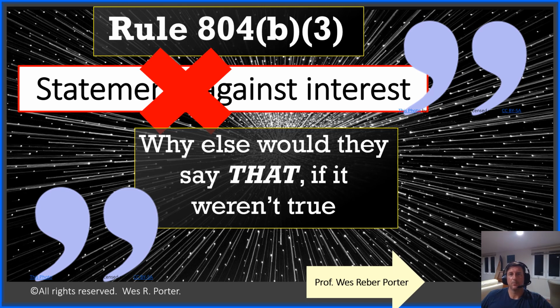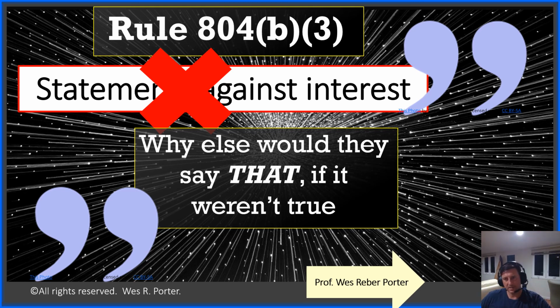Why else would they say that if it were true? That's what this rule should be named, because we're really talking about declarants that are no longer here, that are not here for some acceptable reason under 804A. They are unavailable for trial. And we're looking at their statement and we're saying, why else would they say that? They're saying something so honest and so true and so against their interest that we're going to allow it into evidence. But statements against interest get too broadly defined.